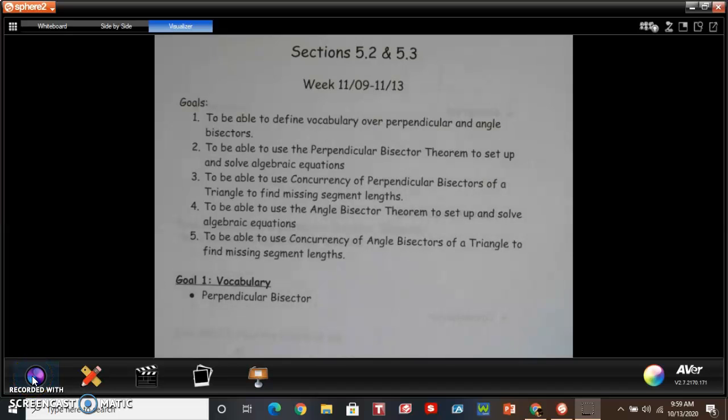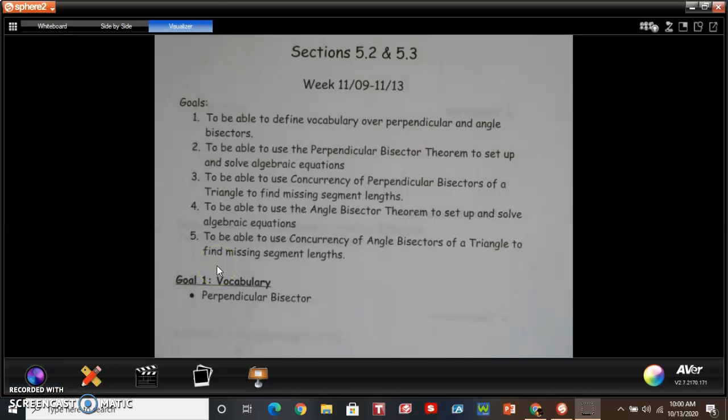All right, so we've got a lot to go over this week, so this might actually be 2 videos. But we have 5 goals. Our first goal is to be able to define vocabulary over perpendicular and angular bisectors, to be able to use perpendicular bisector theorem to set up and solve algebraic equations, to be able to use concurrency of perpendicular bisectors of a triangle to find missing segment lengths, to be able to use the angle bisector theorem to set up and solve algebraic equations, and to be able to use concurrency of angle bisectors of a triangle to find missing segment lengths.